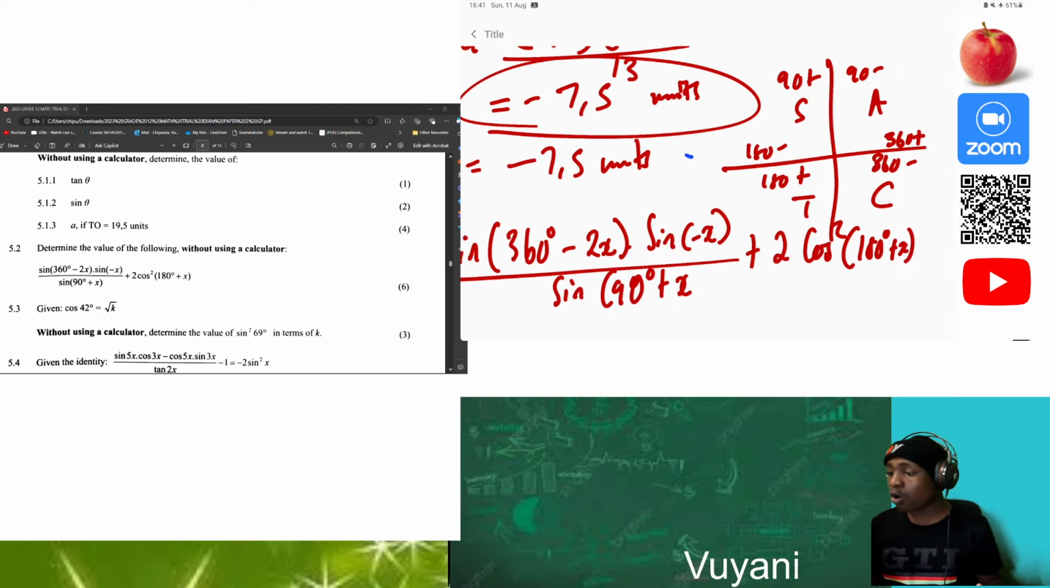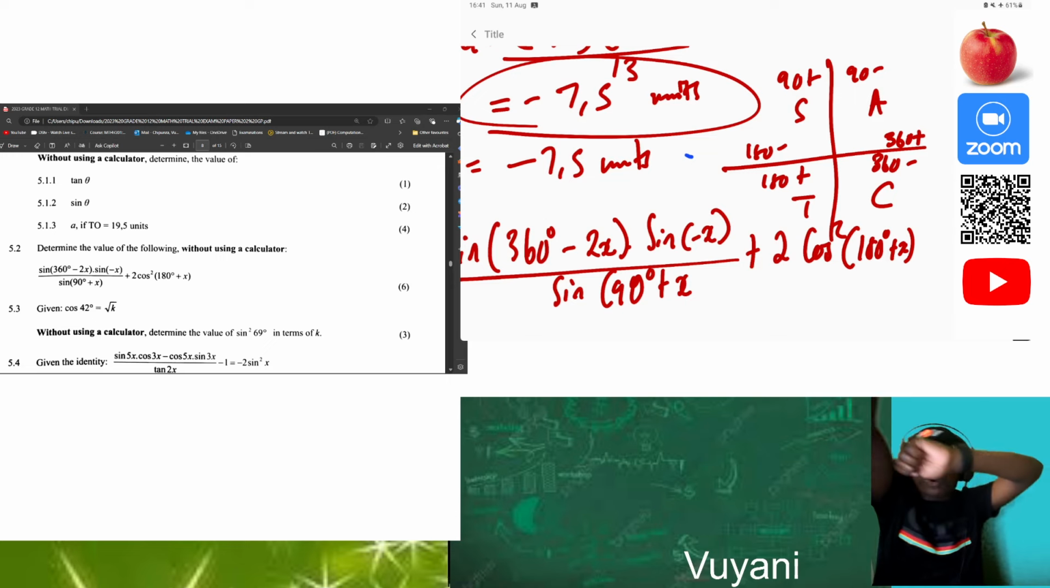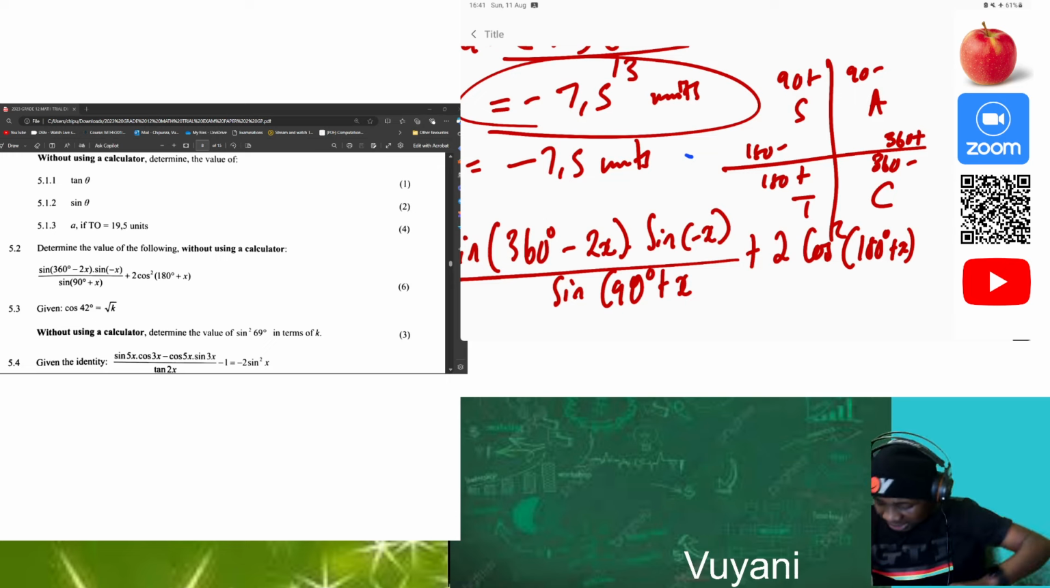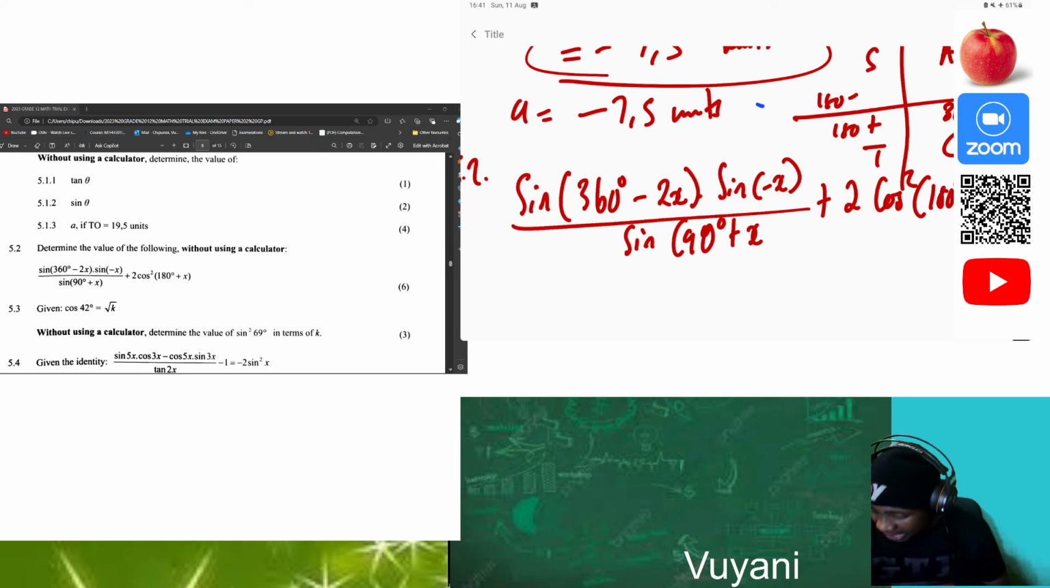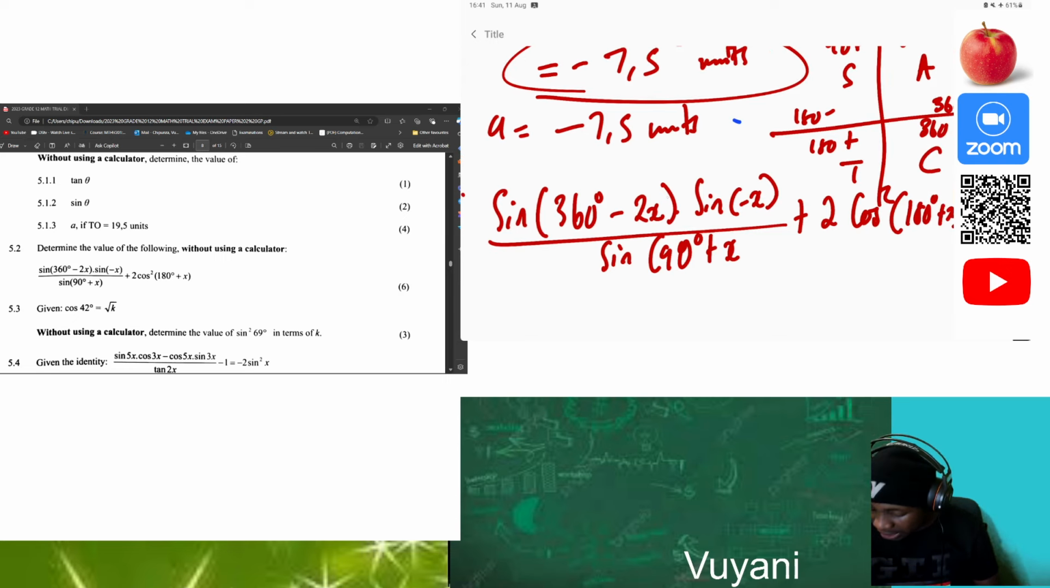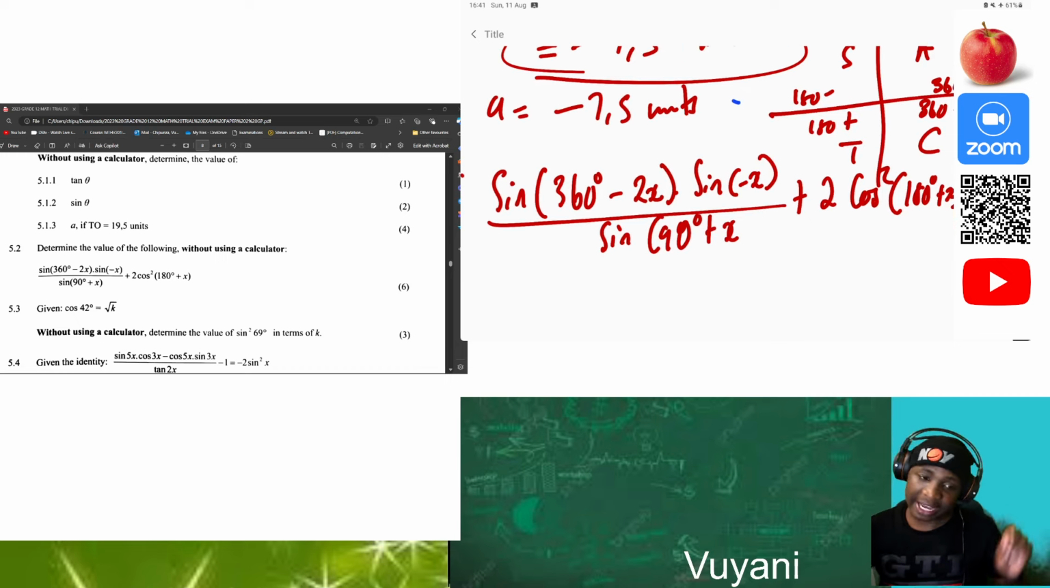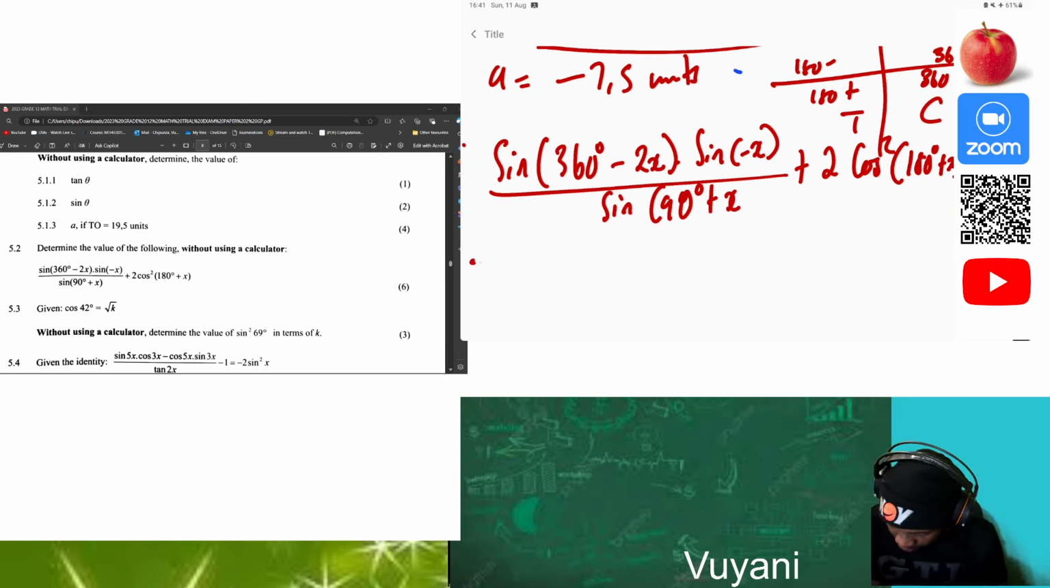In the second quadrant, only sine is positive. In the third quadrant, only tan is positive. And in the fourth quadrant, only cos is positive. Now let's reduce this thing. Sine of 360 degrees minus. So we come to the angle 360 minus. 360 degrees minus is in the fourth quadrant, and is sine positive or negative? It's negative. So that's the first reduction there. So that will be equal to negative sine of 2x.